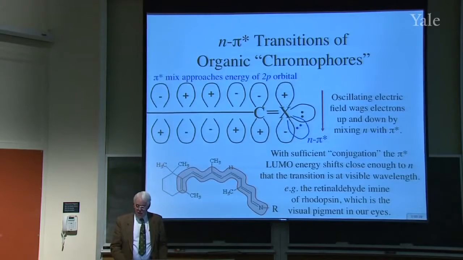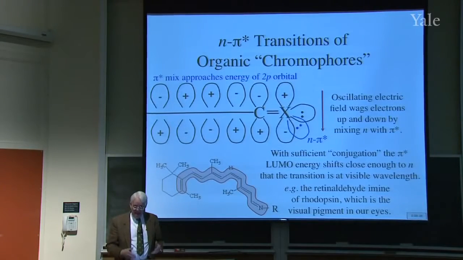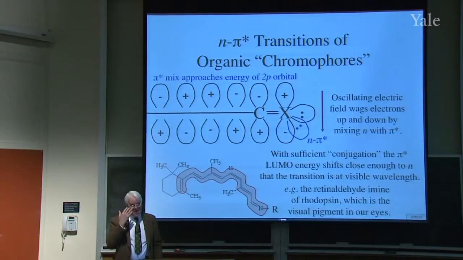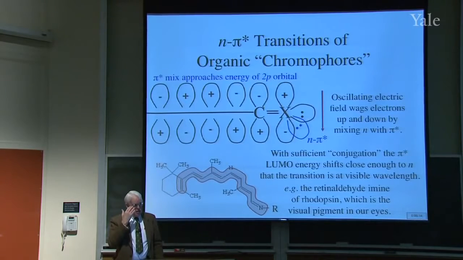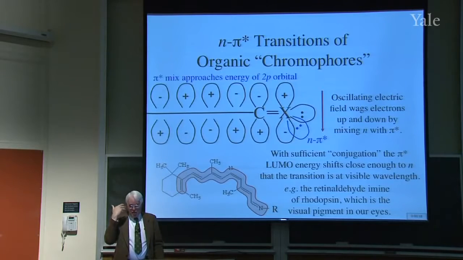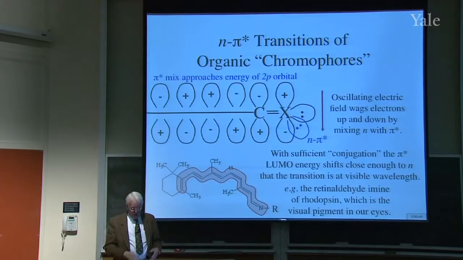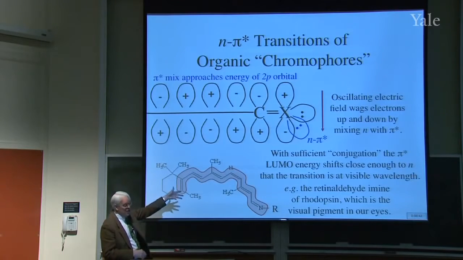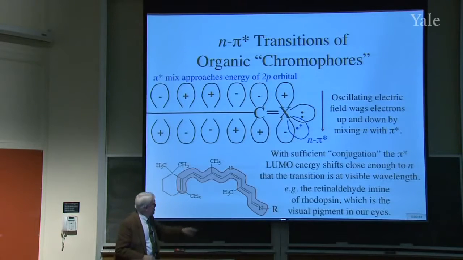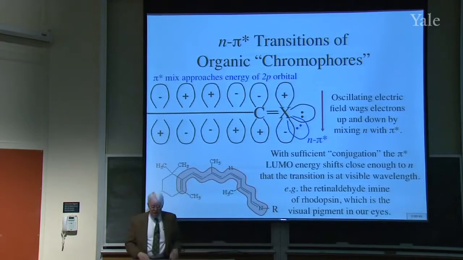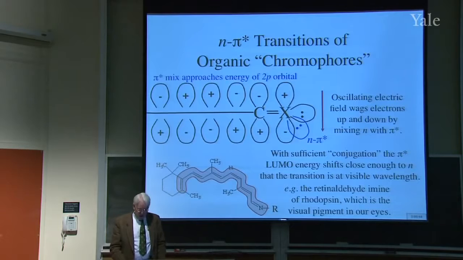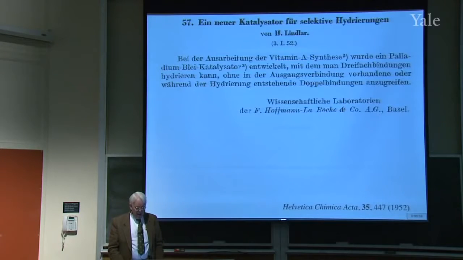That's retinaldehyde. That's the imine of retinaldehyde. That's what's in rhodopsin, the light-sensitive stuff in your eye. So when light comes in, it excites this transition, and it triggers a signal to your brain and so on, because the cis isomer changes to the trans isomer at this double bond, right? And that's how you see, right?